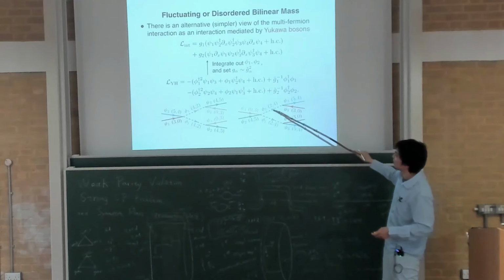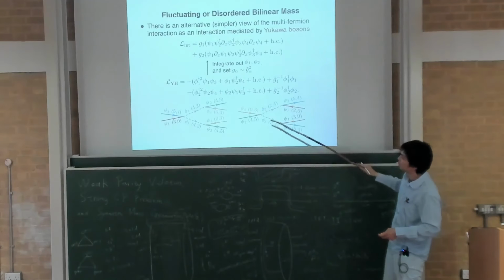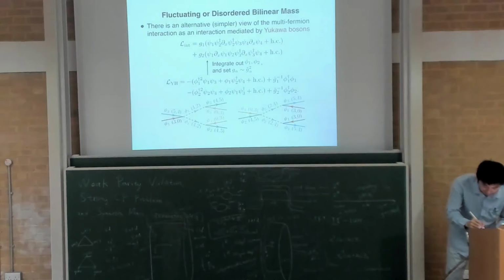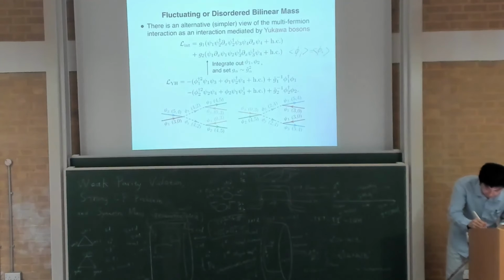And now the claim is about when phi is disordered, which means phi does not have a VEV. So let me write it down. When phi1, phi2 have a VEV, then it must be gapped for sure. But these are mean field gaps.